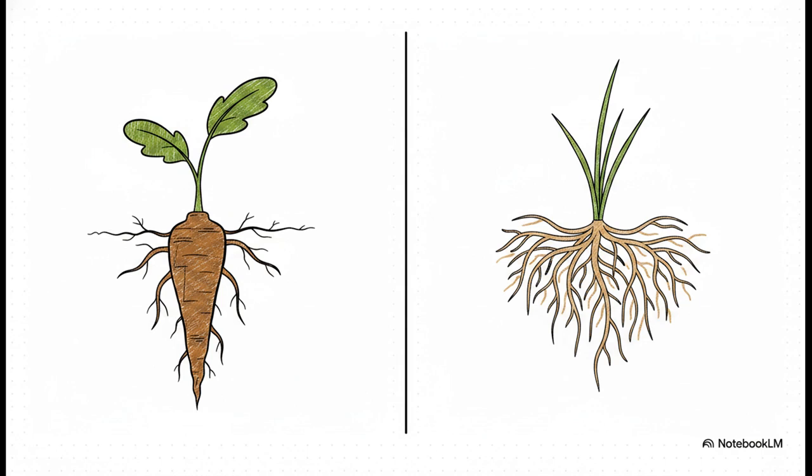On the flip side, we have the fibrous root system. Instead of one deep drill, this is more like throwing out a wide-spreading net. It's a cluster of almost equal-sized roots springing right from the base of the stem. This is super common. It's the standard for things like grasses and maize.